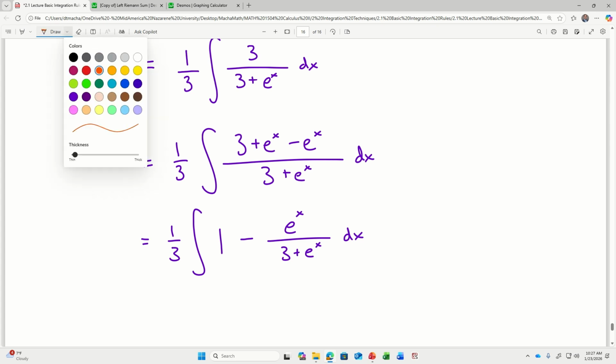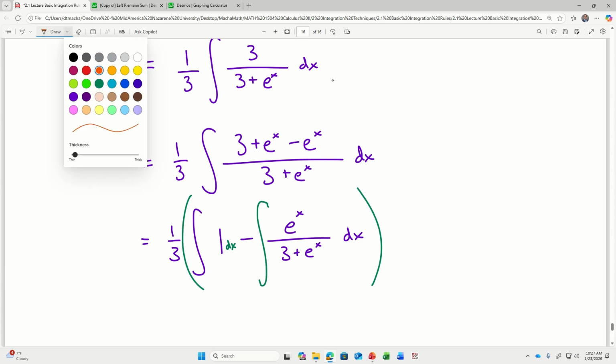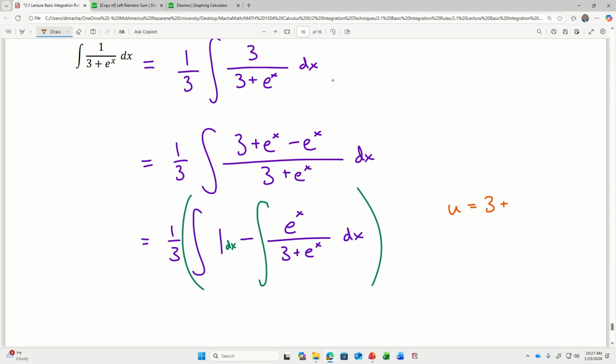This is finally the point where we can reveal what the u substitution has to be. And in fact, even before doing a u substitution, you would also think about separating this a little bit, right? Antiderivative additivity at work here. And don't forget the 1/3 applies to the whole thing. But for the second antiderivative, my u substitution is going to be 3 plus e to the x. And that way the derivative of u with respect to x is e to the x. And I can replace e to the x dx with du.